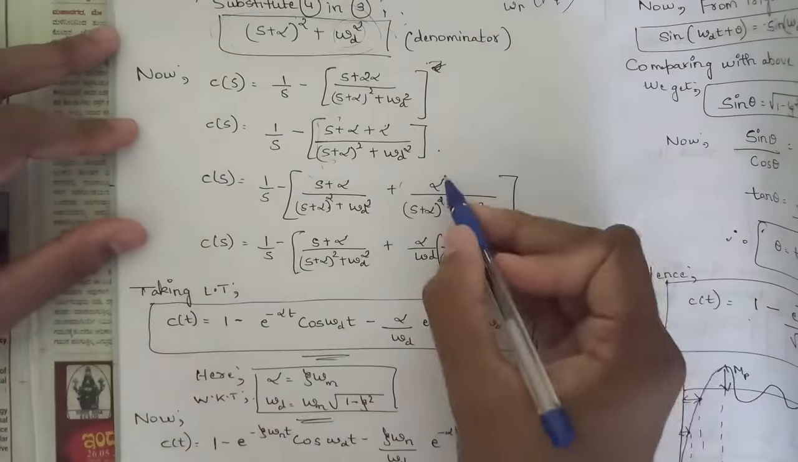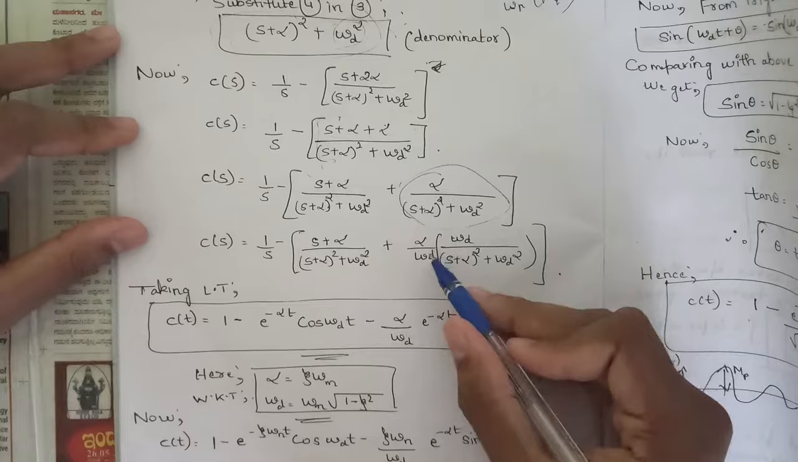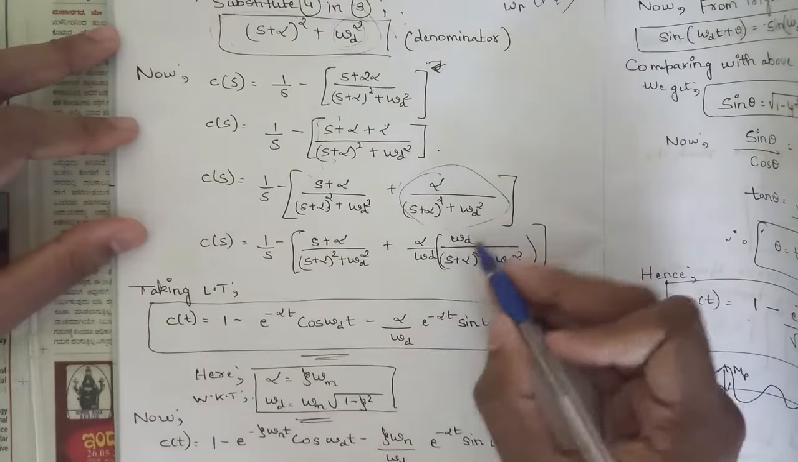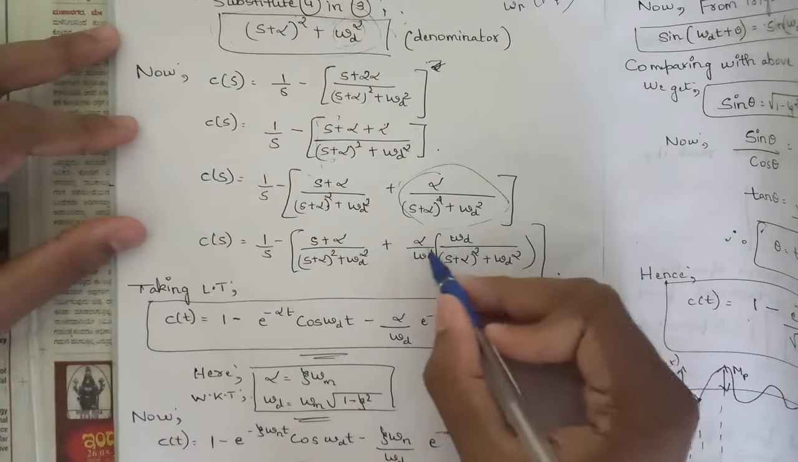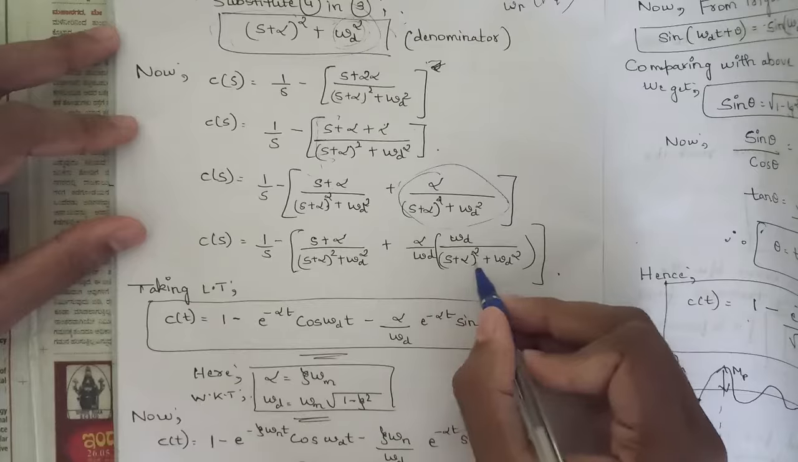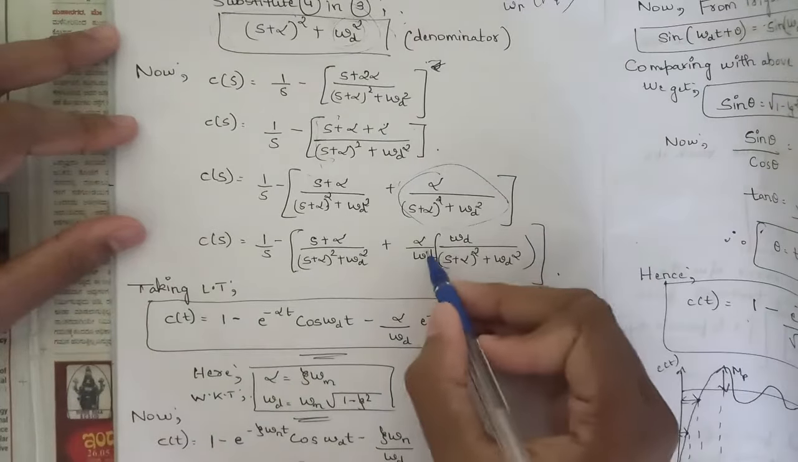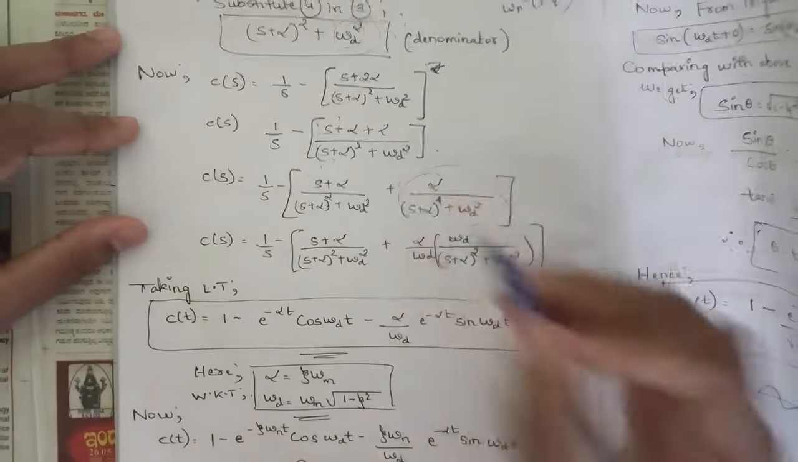This remains as it is. So in this term we need to be multiplying the numerator and denominator by omega d. Then we add the terms, so that is alpha divided by omega d into omega d divided by s plus alpha the whole square plus omega d square. If we add this omega d term, it is one and the same, it gets cancelled and only this term we are getting.